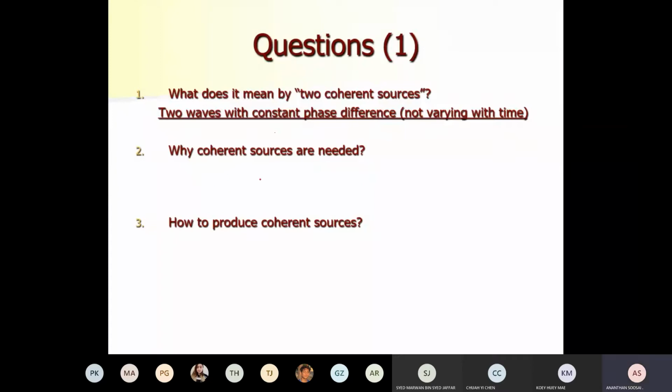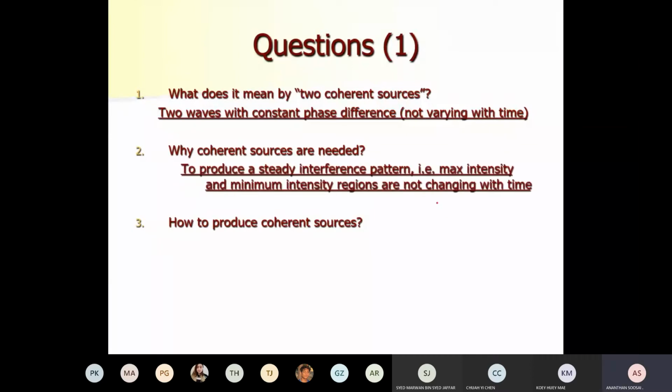Two, why are coherent sources needed? Anyone? To have an observable interference pattern, so that we can see the pattern. To produce a steady interference pattern, where the maximum intensity and minimum intensity regions are not changing. As I told you last time, if in your house you have two lights, you can't see the interference, although interference is happening, because the two sources are not coherent. The point where it is bright becomes dark within a few milliseconds, because the phases of the two sources keep on changing. So of course, coherent sources are needed to have an observable interference pattern.